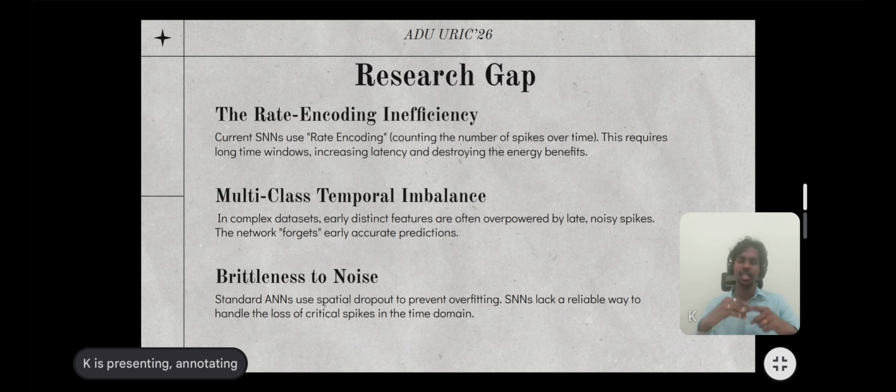The next thing is related to noise itself, where the system is very sensitive. Currently, standard ANNs use spatial dropout to prevent overfitting, but SNNs do not have a way to tackle this problem of overfitting. So we cover all of these with our solution.